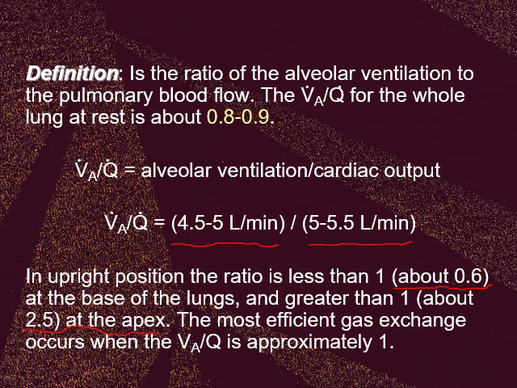However, in the upright position, the ratio is less than 1. It's about 0.6 at the base of the lung, and greater than 1, about 2.5, at the apex. The most efficient gas exchange occurs when the ratio is approximately equal to 1.